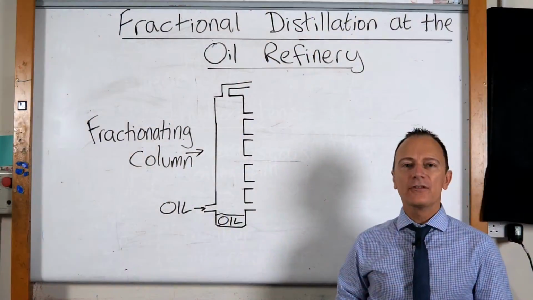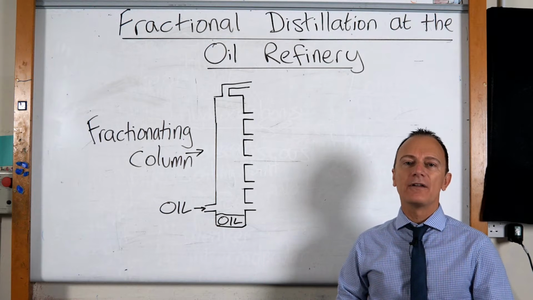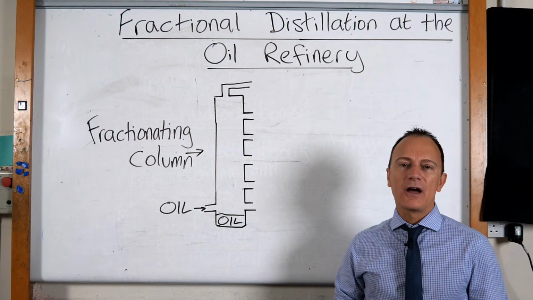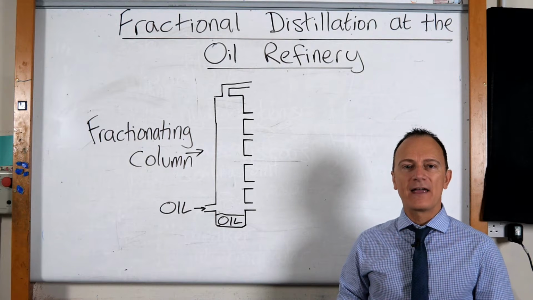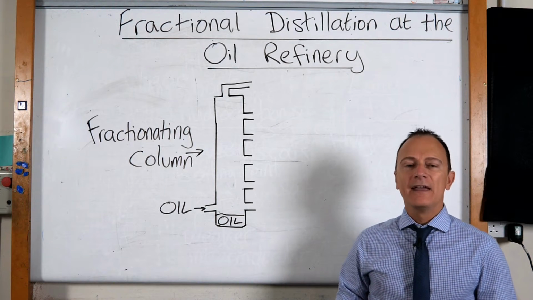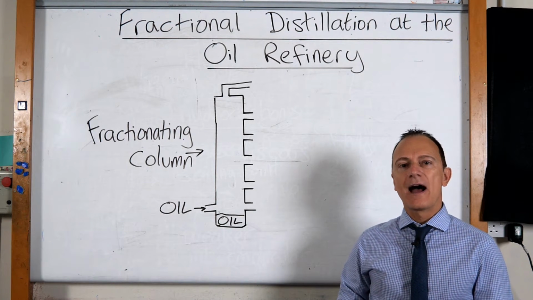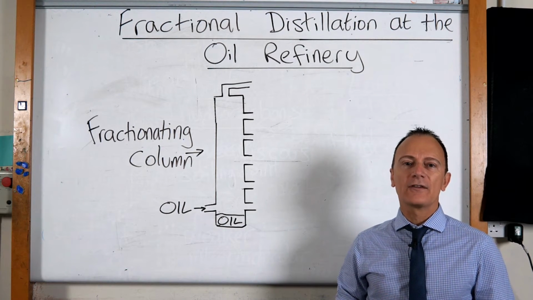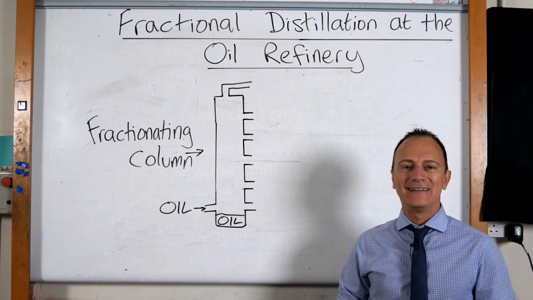We've seen how fractional distillation can be carried out on a small scale in the lab. We're now going to look at how it can be done on a large scale at the oil refinery. And the oil refinery is where the oil is taken to after it's been drilled out of the ground, so it can be turned into useful fractions like petrol and diesel.